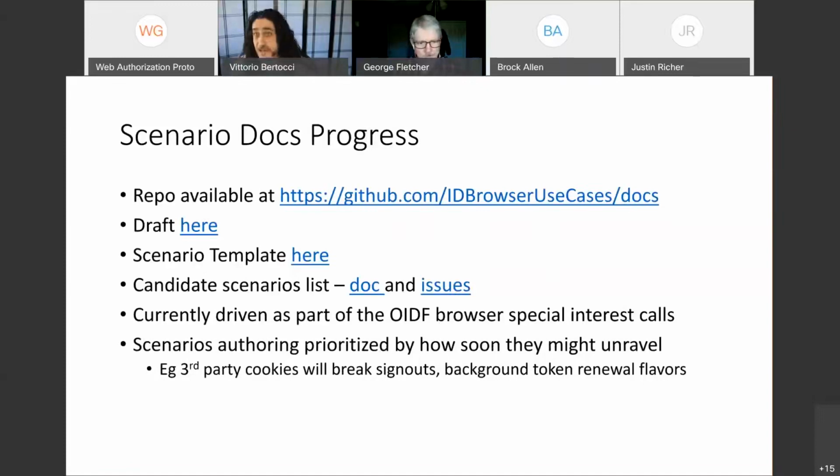Okay, so this assignment didn't occur at random, but we prioritized those scenarios in the order in which we expect them to go the way of a dodo. And in particular, anything that relies on third-party cookies, such as various flavors of logout, refresh without refresh tokens and similar, are the ones that are now being worked on, because we expect those to perish first. And so that's what is urgent. We actually find a compromise with the browser people.